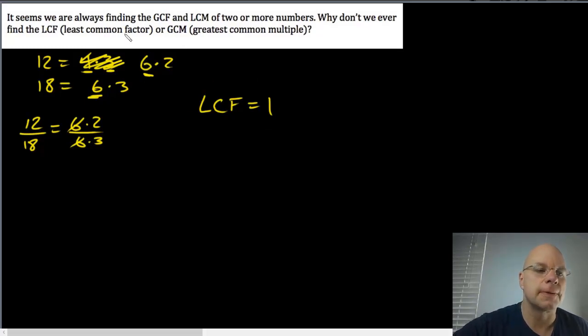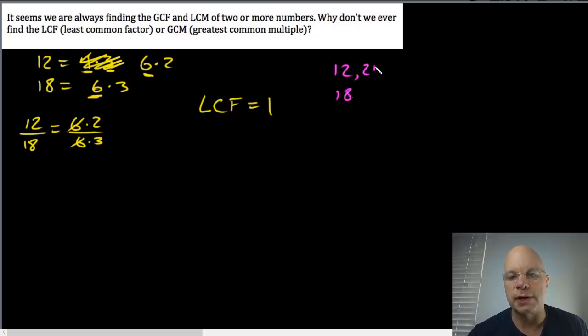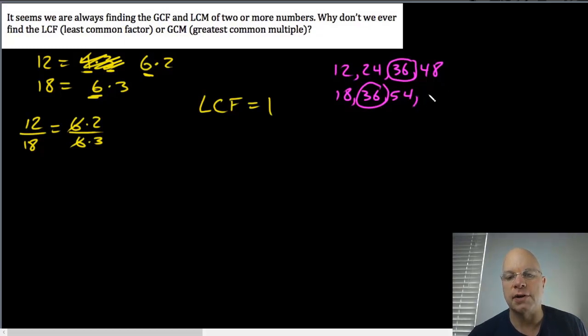Now think about multiples, which are literally multiples of the numbers. Again, with 12 and 18, multiples of 12 are 12, 24, 36, 48, and multiples of 18 are 18, 36, 54. So the least common multiple of 12 and 18 is 36. But 18 and 12 have another common multiple if I keep going. 72 is another common multiple. So how many common multiples do they have? They have an infinite number of common multiples, so we could never even find the greatest common multiple.